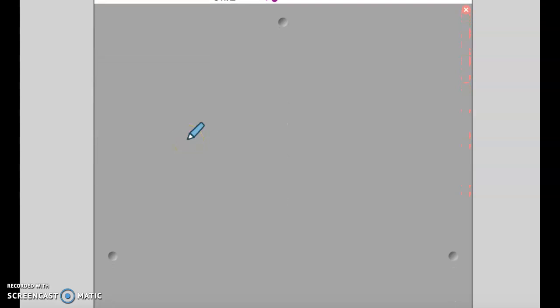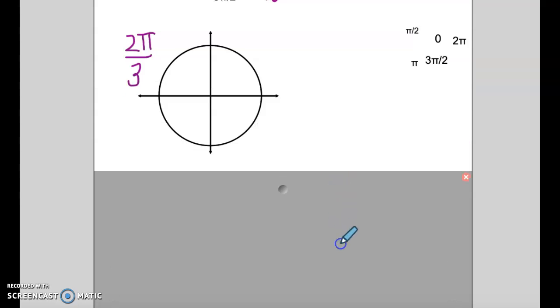Let's do another one. 2 pi over 3. I'm going to bring in what I know. Here's 0, halfway around is pi.